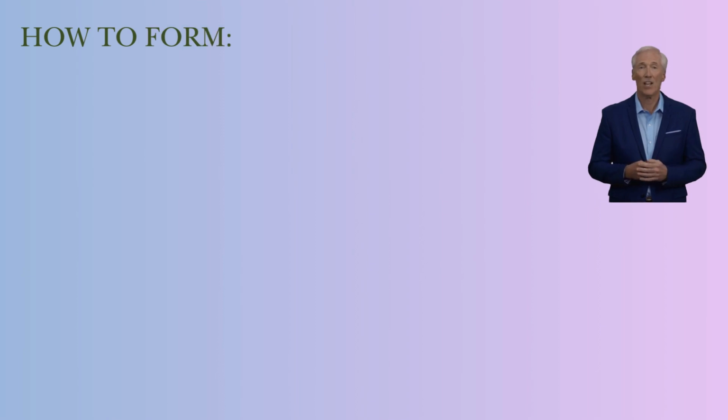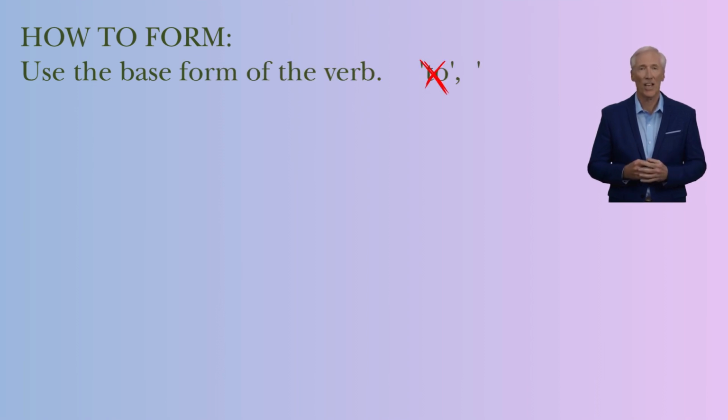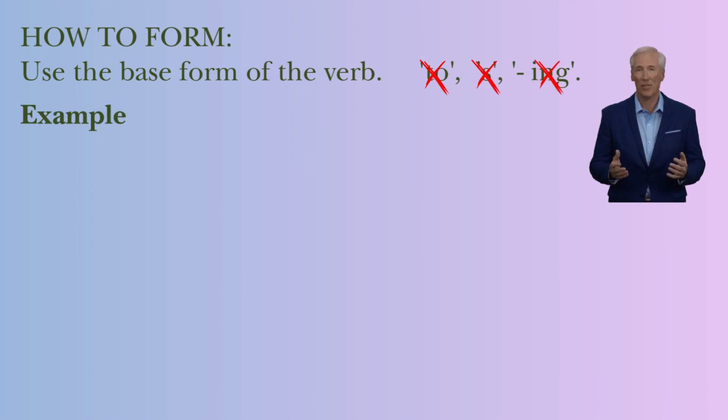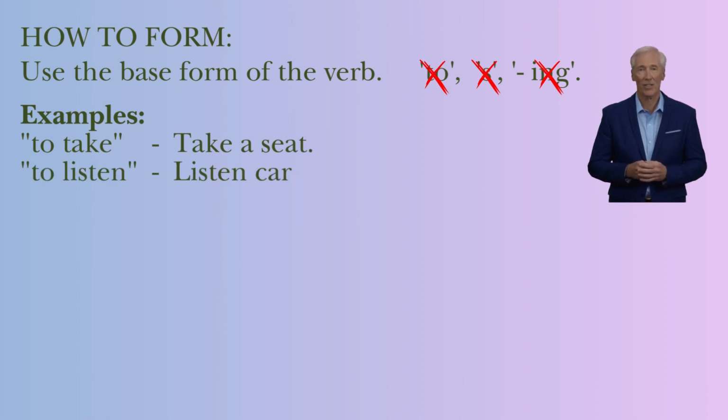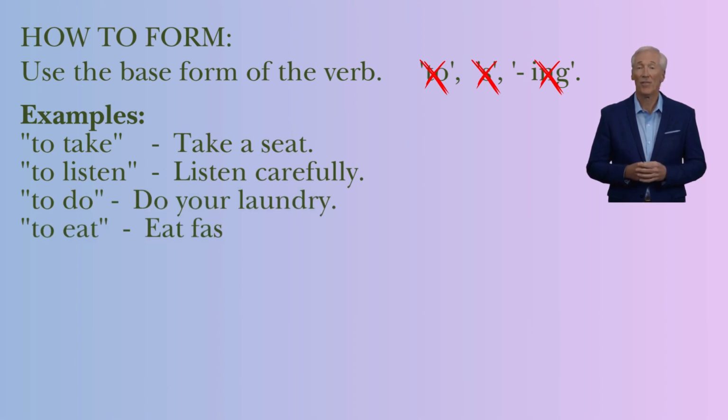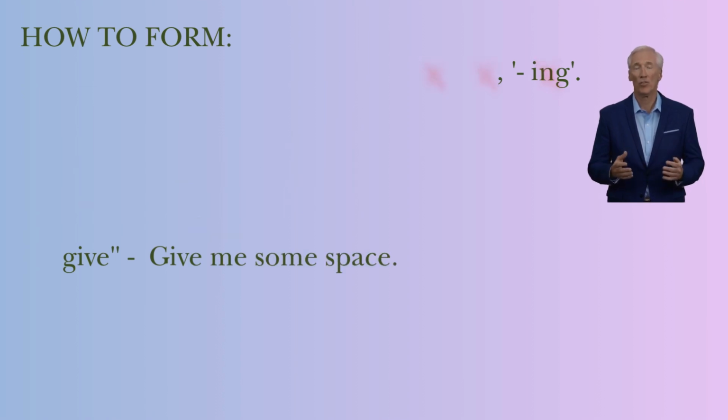So, let's break it down. How do we form an imperative sentence? It's incredibly simple. Rule number 1. Use the base form of the verb. That's the simplest form you find in the dictionary. No to, no es, no ing. Just the verb. Examples. To take. Take a seat. To listen. Listen carefully. To do. Do your laundry. To eat. Eat faster. To give. Give me some space.